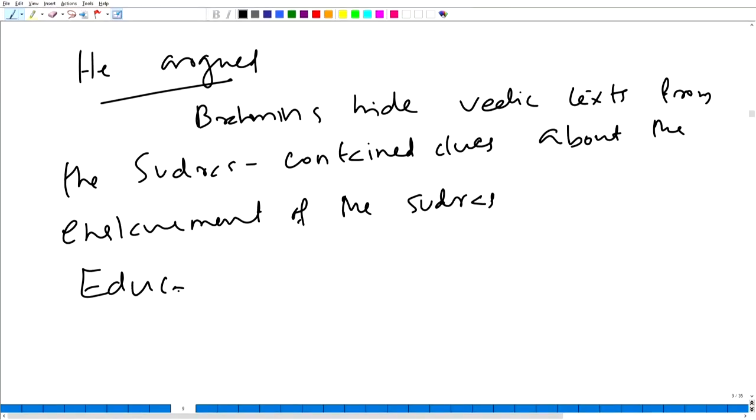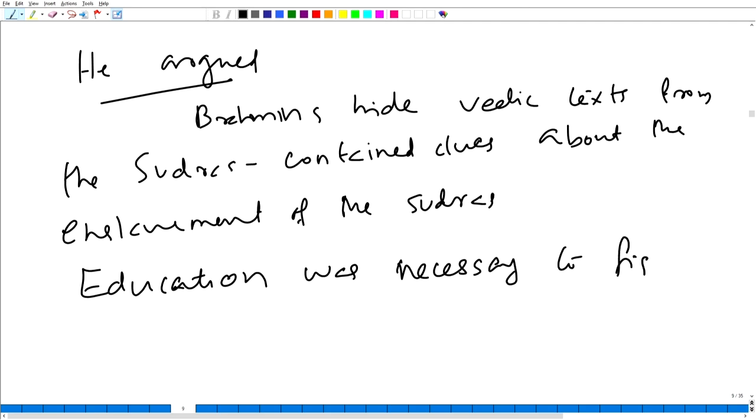Like other socio-religious reformers, he believed education was necessary, a panacea, to fight against all these evils. Education was necessary to fight against these kinds of evils and superstitious practice. This was the opinion held by Jyotirao Phule.